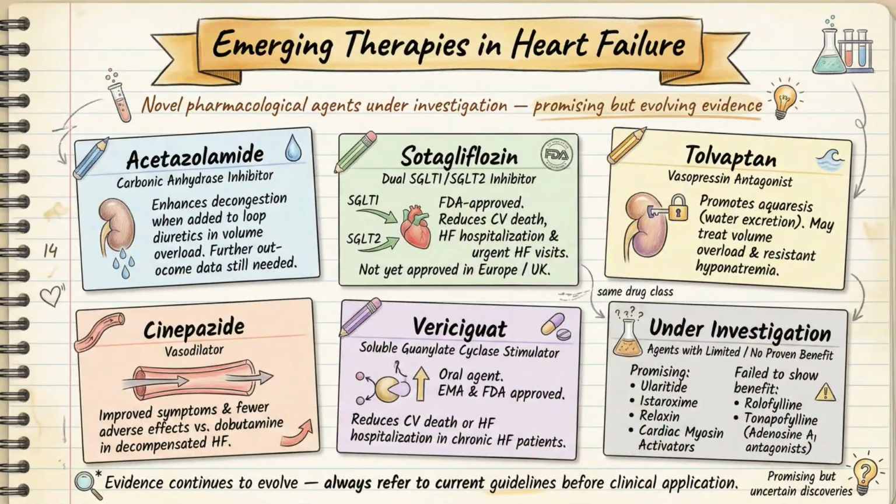This is an exciting space. Novel pharmacological agents under investigation. Promising, but with evolving evidence. Acetazolamide, a carbonic anhydrase inhibitor, enhances decongestion when added to loop diuretics in volume overload. Further outcome data still needed. Sotagliflozin, a dual SGLT1 and SGLT2 inhibitor, FDA approved, reduces cardiovascular death, heart failure hospitalization, and urgent heart failure visits. Not yet approved in Europe or the UK.